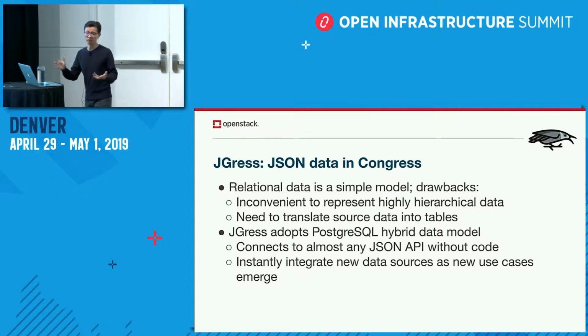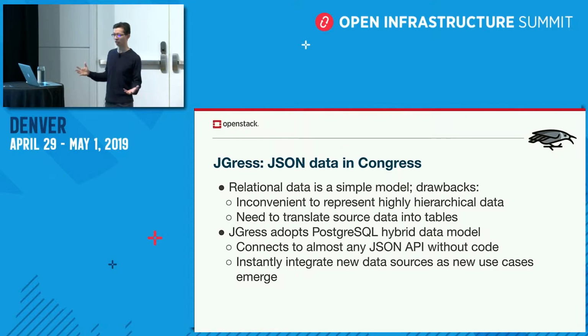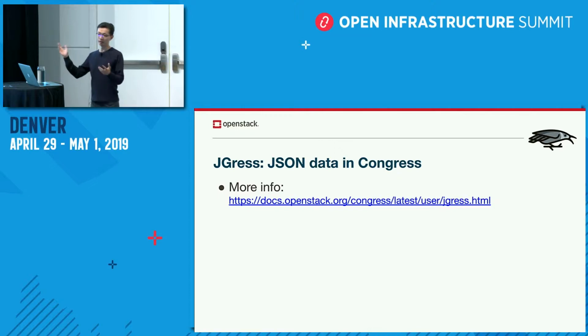And so this is really important because, as Congress is a really general framework, the developers can't anticipate all the use cases and all the sources of data one might need. So this opens up a whole new class of use cases for Congress. Okay. Now, if you're interested in finding more about this, we don't have all the time here, but it's well documented in the new feature in the Congress documentation.